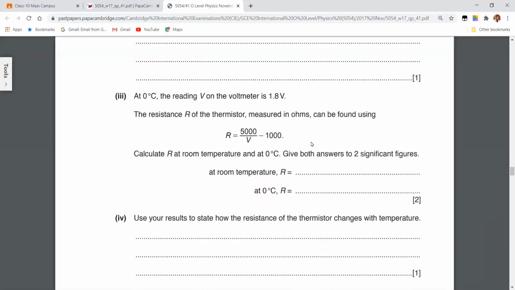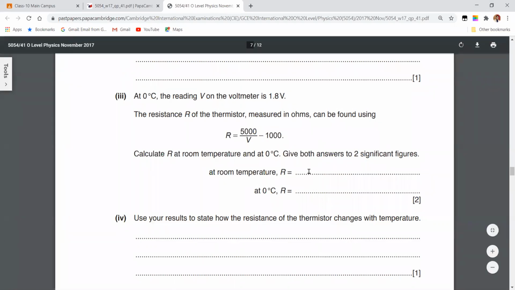At 0 degrees Celsius, the reading V on the voltmeter is 1.8 volts. The resistance R of the thermistor, measured in ohms, can be found using R equals 5000 divided by V, minus 1000. Calculate R at room temperature and at 0 degrees Celsius. Give both answers to two significant figures. At room temperature, R equals dash. At 0 degrees Celsius, R equals dash.